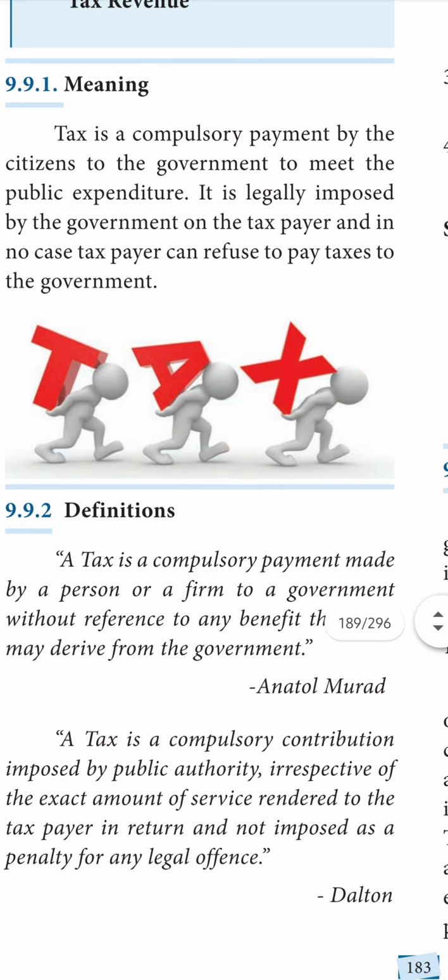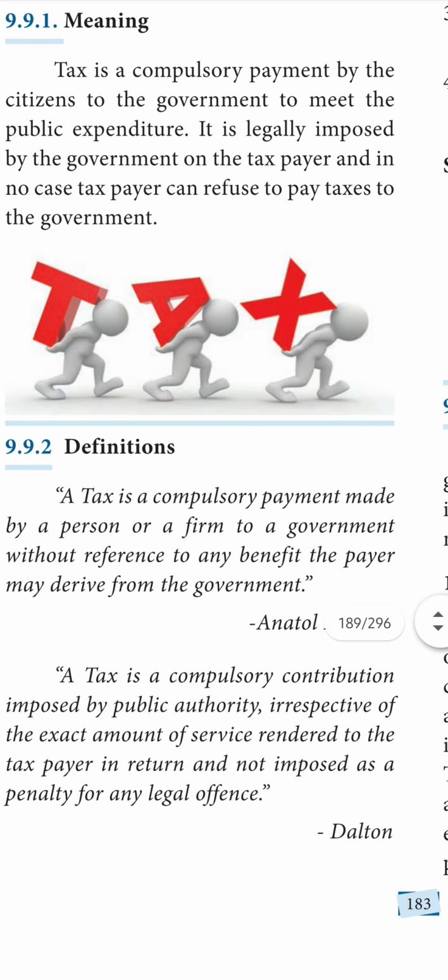Now the definition given here, that alone we are going to see. A tax is a compulsory payment made by a person or a firm to a government without reference to any benefit the payer may derive from the government. That means when I am paying the tax, I should not expect anything from the government. Not that, because I pay, the government should definitely do something for me. Without any expectation, the payer should pay the tax.